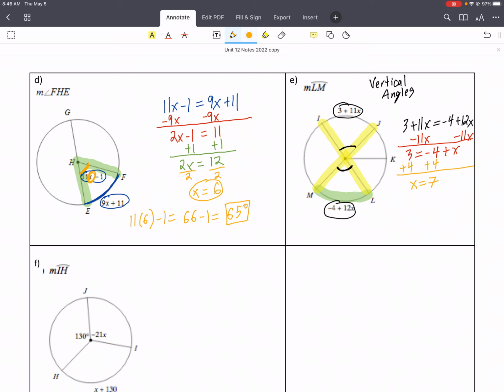But it doesn't say solve for x, it says solve for the measure of LM. So what we have to do is take 7 and plug it in for x down there. So we have negative 4 plus 12 times 7. That's equal to negative 4 plus 84, which is equal to 80 degrees. Okay.